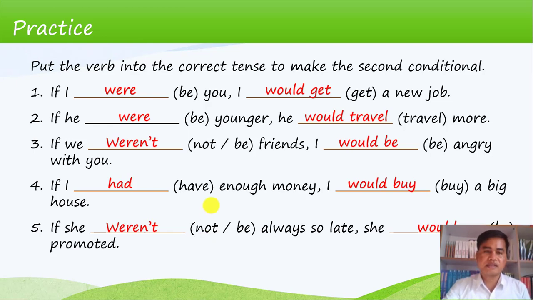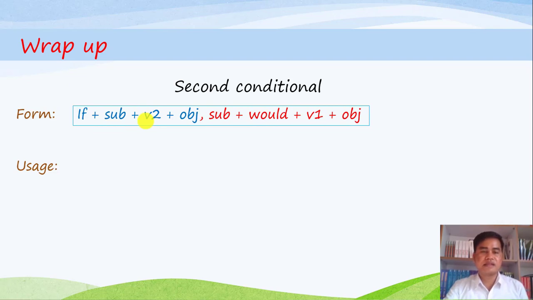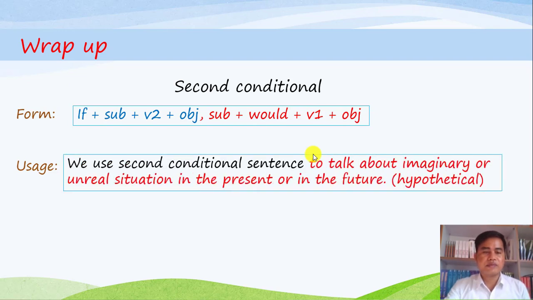Now we move to the next part. So, can you tell me the form of second conditional? Yes, the form of second conditional is if plus subject plus verb 2 plus object, comma, subject plus would plus verb 1 plus object. How do we use second conditional? Okay, we use second conditional sentences to talk about imaginary or unreal situations in the present or in the future, to talk about hypothetical situations.